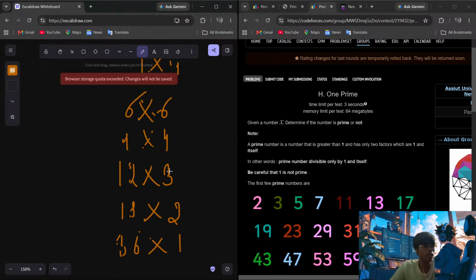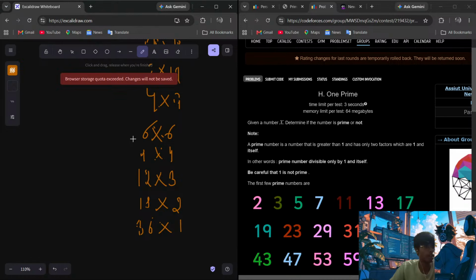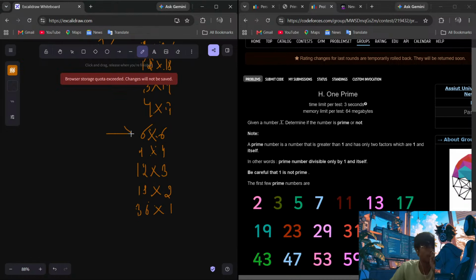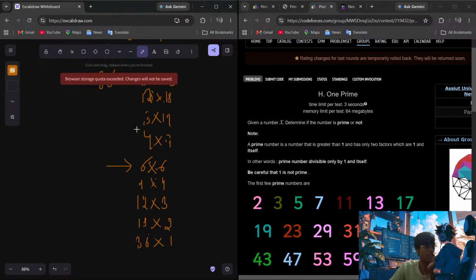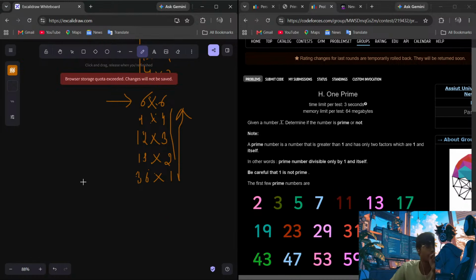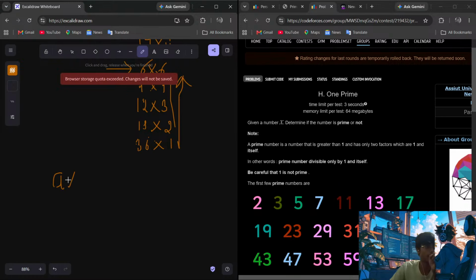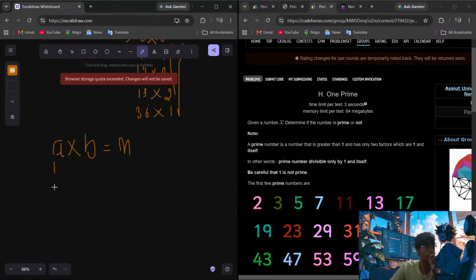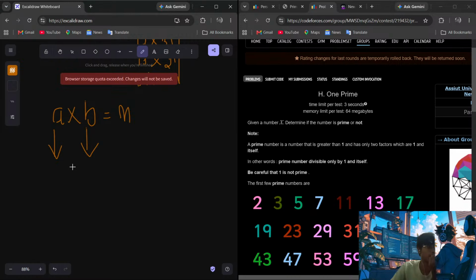One thing, if you observe here, is that this is basically a pivot point, and after this point the values will be repeating again. If you see here, this value is repeating again. So what we are observing is that if I multiply two numbers, I get a third number, and these two numbers are basically the factors.